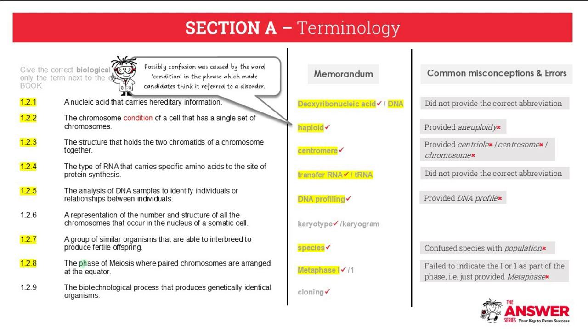Question 8, the phase of meiosis where paired chromosomes are arranged at the equator. So it's a double row, a row of paired chromosomes. So that's metaphase 1. And very important when it comes to meiosis is you can never write the name of a phase without indicating a 1 or a 2. So in this instance, learners lost marks because they failed to indicate the I or the 1 as part of their answer. They just provided metaphase. And then lastly, the biotechnological process that produces genetically identical organisms is cloning.